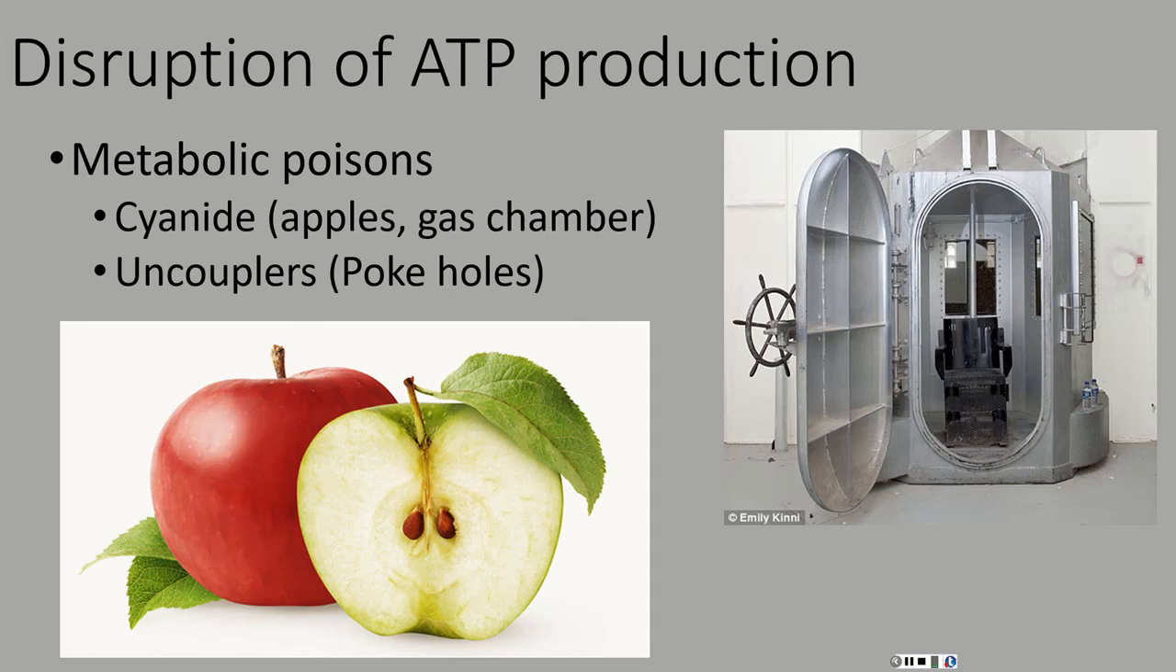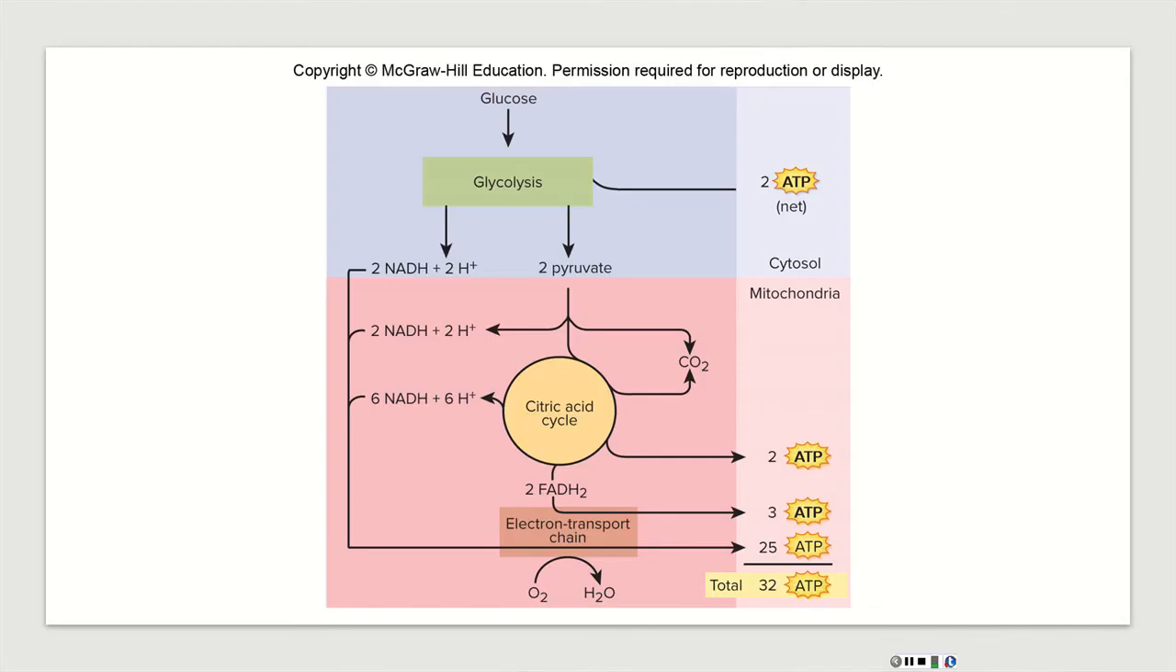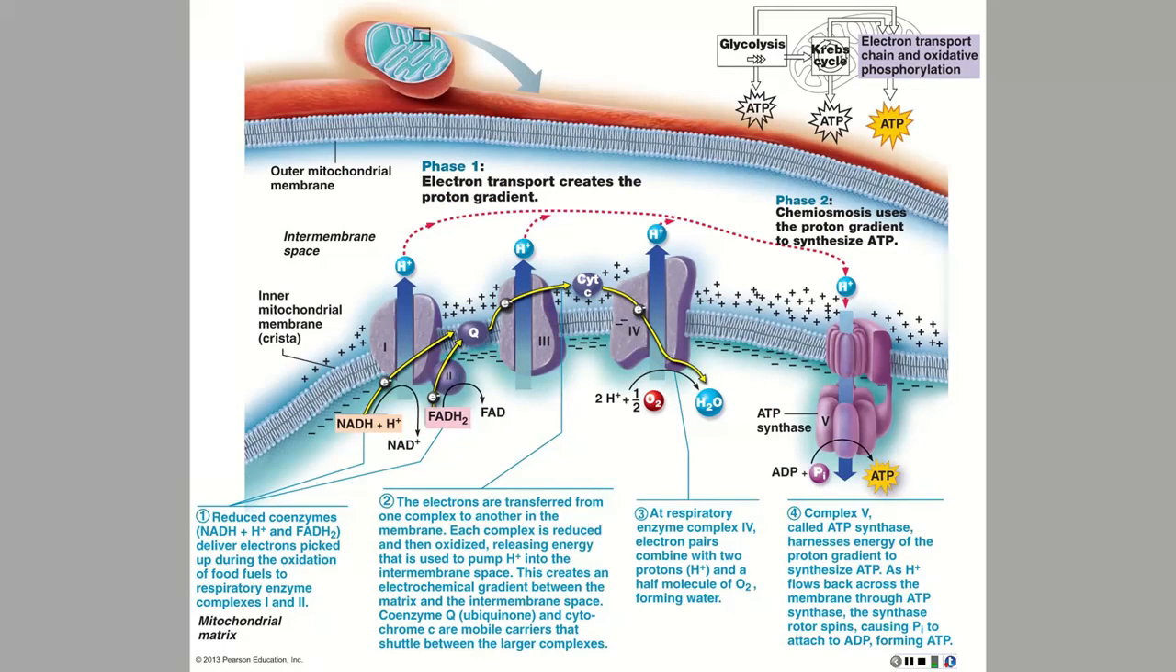Another class of these poisons are called uncouplers. And uncouplers poke holes in the inner mitochondrial membrane. Well, why is that important? Let's go back to our drawing here. If we had holes poked in the electron transport chain anywhere through here, well, the protons now have no reason to go through that ATP synthase. Instead, they could just go through any of those holes. And if you're not going through the ATP synthase, then we're not generating ATP.